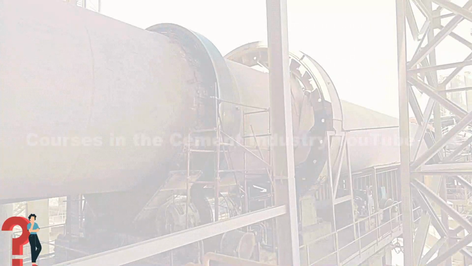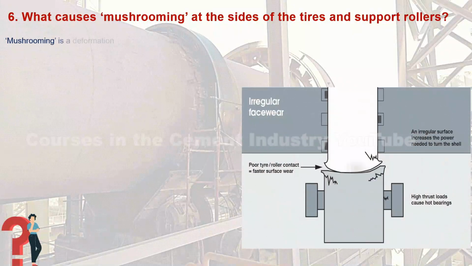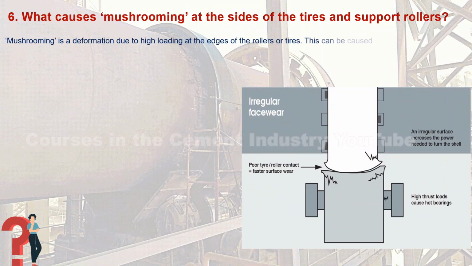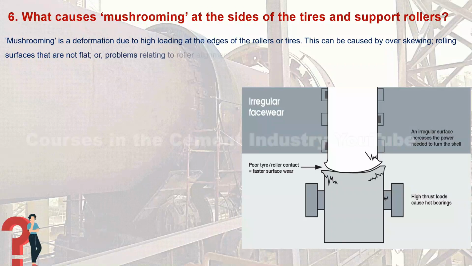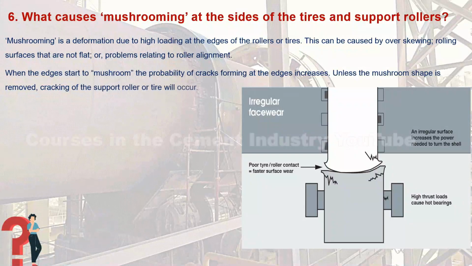Question 6. What causes mushrooming at the sides of the tires and support rollers? Answer. Mushrooming is a deformation due to high loading at the edges of the rollers or tires. This can be caused by over-skewing, rolling surfaces that are not flat, or problems relating to roller alignment. When the edges start to mushroom, the probability of cracks forming at the edges increases. Unless the mushroom shape is removed, cracking of the support roller or tire will occur. The causes of the mushroom wear pattern will need to be addressed to prevent the problem recurring.